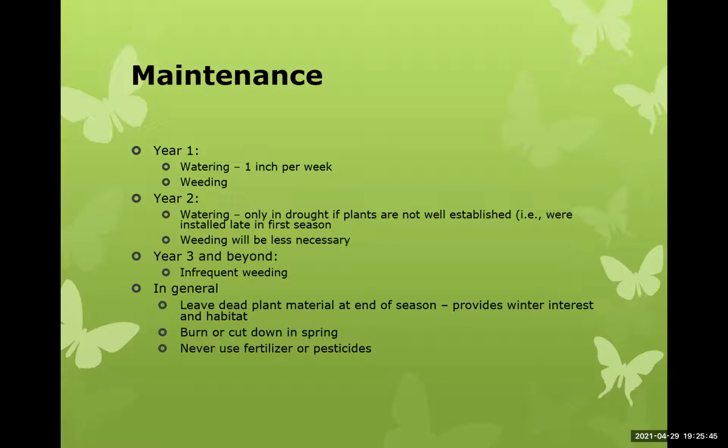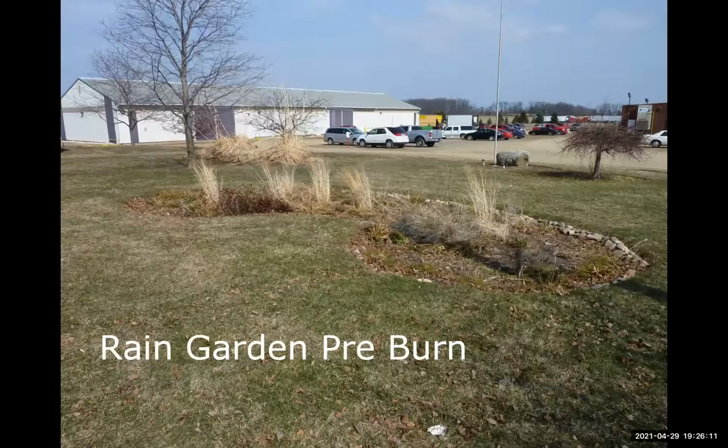And then in general, for habitat, leave dead plant material up at the end of the season. There's some winter interest, and it provides places for all those insects you nurtured over the summer to overwinter. And then in the spring, you can cut it down or burn it and never use any fertilizers. So since prescribed fire is one of my favorite things, I'm going to show you, you shouldn't burn your rain garden every year, but every third or fourth year would be a good thing to do. It will enhance the biodiversity. Species that may look like they're dropping out will pop back in by burning it. All these plants are adapted to fire.